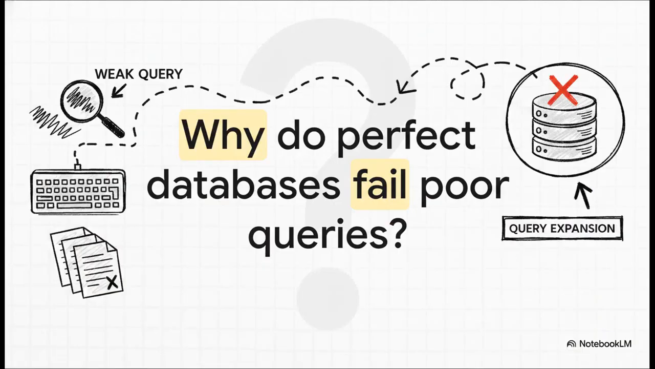So the inciting incident of our system's journey, the whole reason this happens, starts the exact moment a user types in a weak one-shot search request. And it is incredibly frustrating when your database holds the absolutely perfect answer, but the retrieval mechanism just completely misses it. But here's the kicker. The culprit isn't the database, and it's definitely not your documents. Actually, the culprit is the query itself.